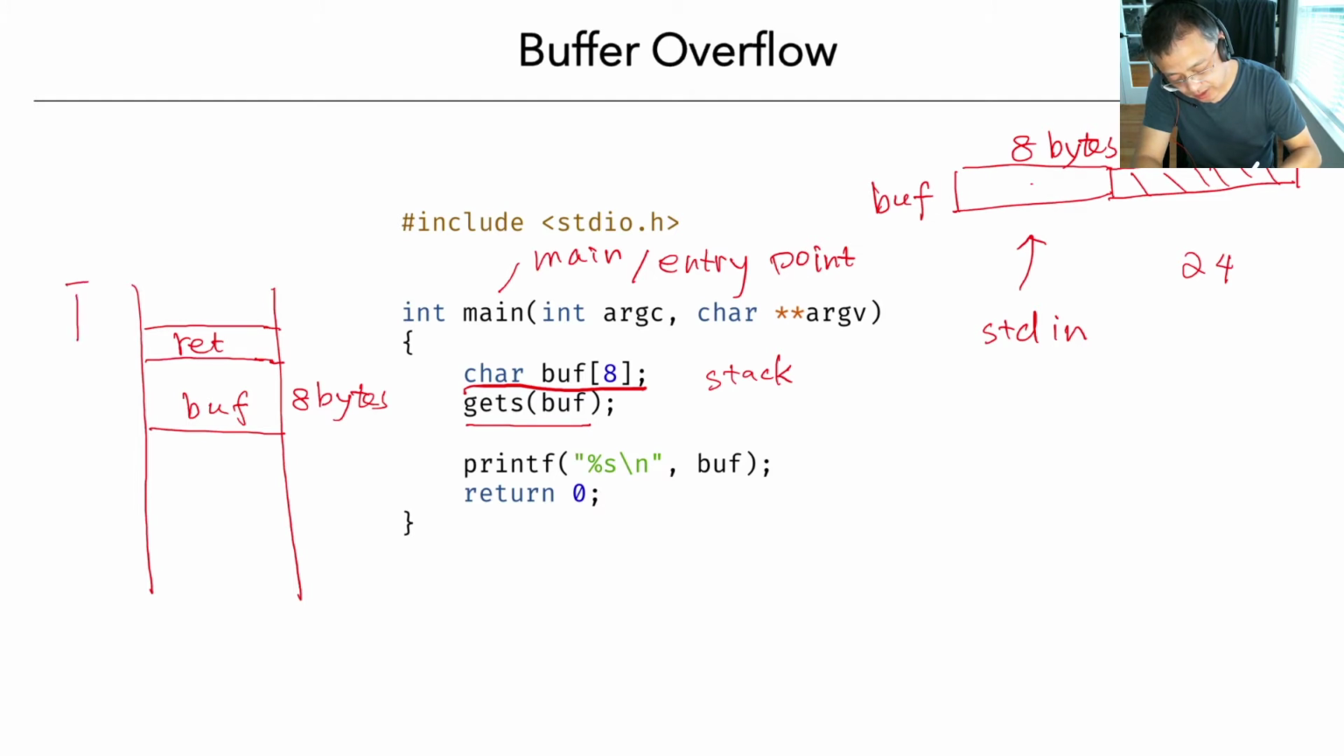Okay, so the stack goes down. This is the high address. This is the low address. Right, stack goes down. So when you do the push, it's going to push to the bottom of the stack. Right, when you do the pop, it's going to pop from here.